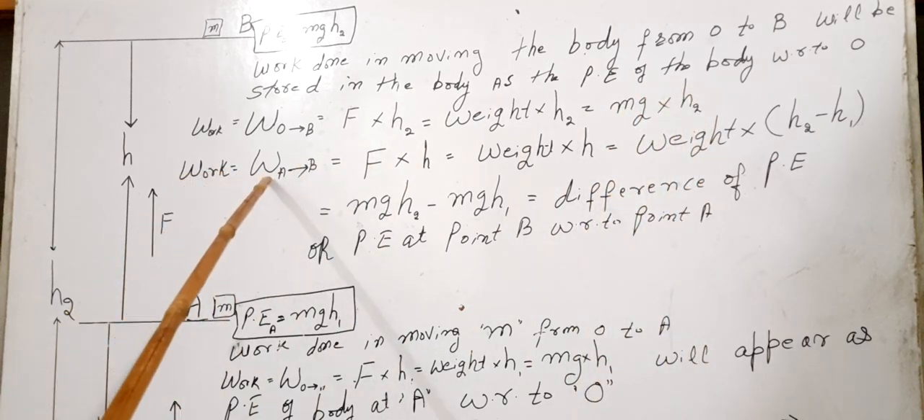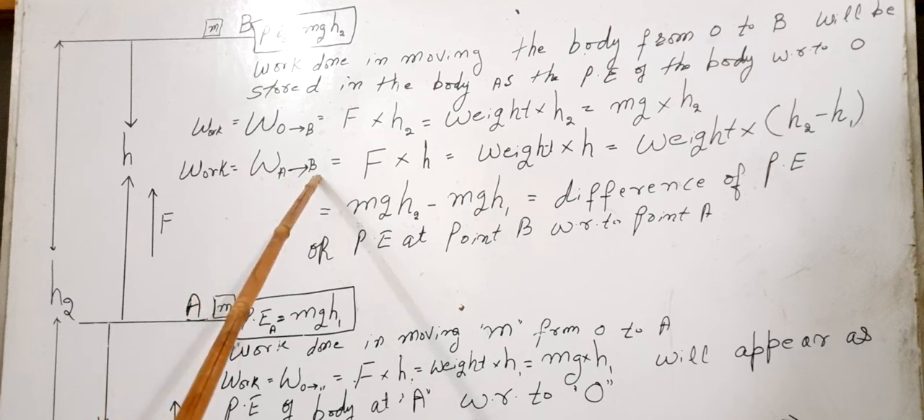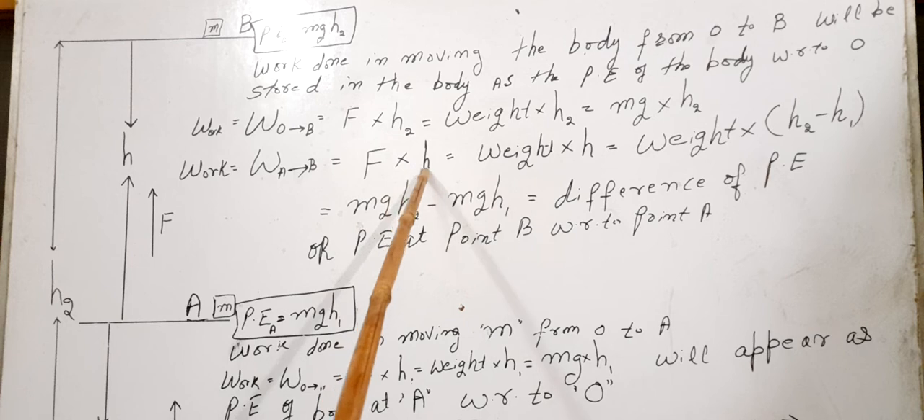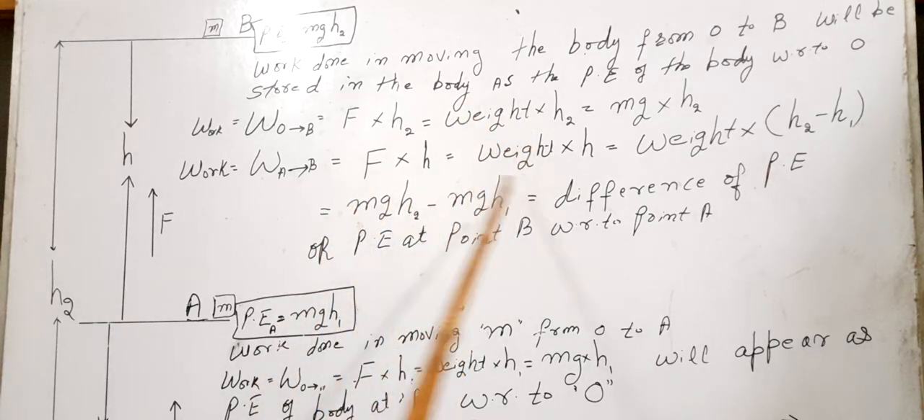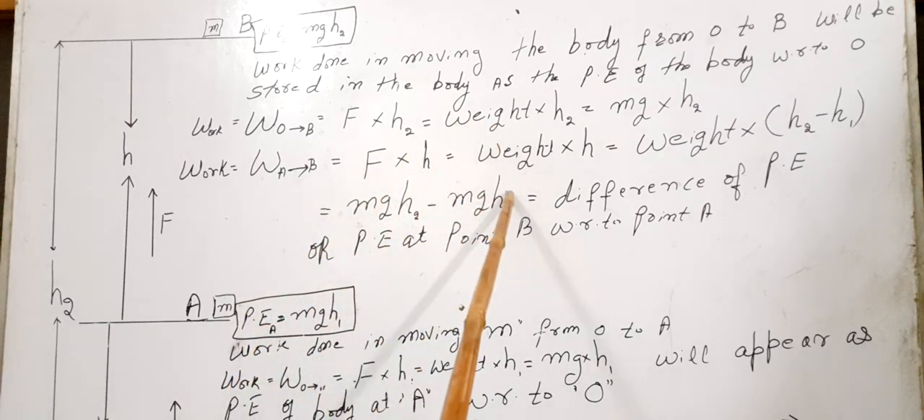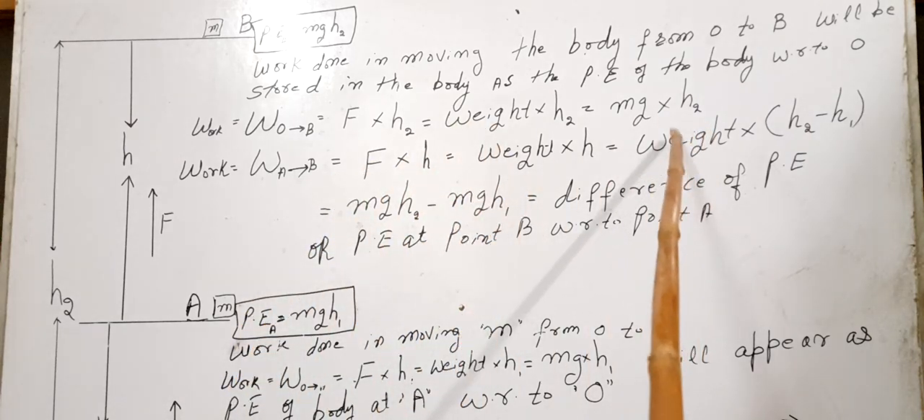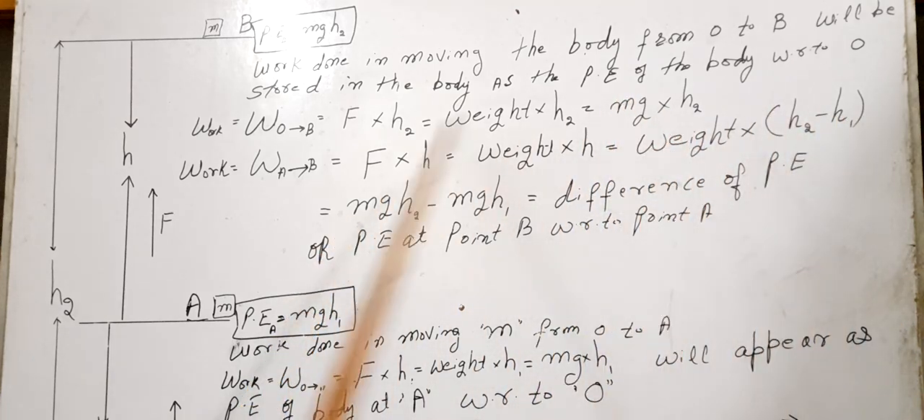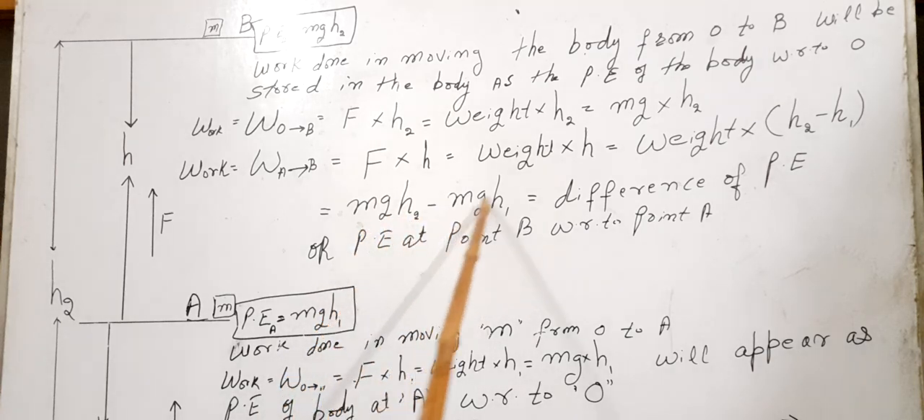Secondly, we will show the work done in moving the body from A to B. Again, the same force F is applied, but now the displacement or the distance covered by the body will be equal to h, and this displacement again will be in the vertical upward direction. This h is actually equal to h2 minus h1. Our force will be equal to the weight of the body, and in the end we get weight into h2 minus h1. When we open the bracket, we will get mgh2 minus mgh1.